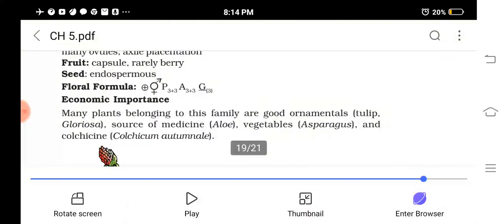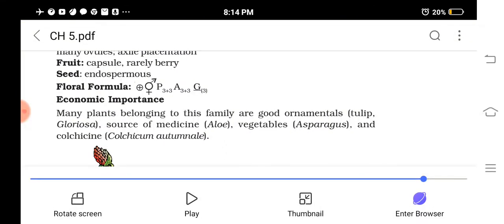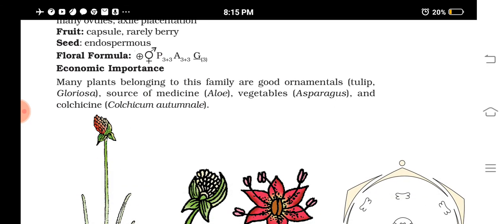So economic importance. What are the major plants belonging to this family? Tulip flowers, gloriosa. Then aloe vera you would have heard. Asparagus. Then Colchicum autumnale. Another plant is used as a vegetable. So many are vegetables, some are medicinal, some are flowering plants. Likewise, many different types of plants you can see in this. Is it clear?